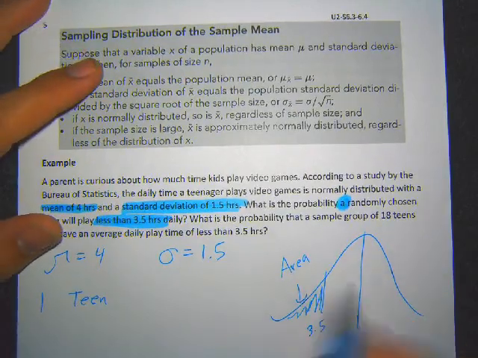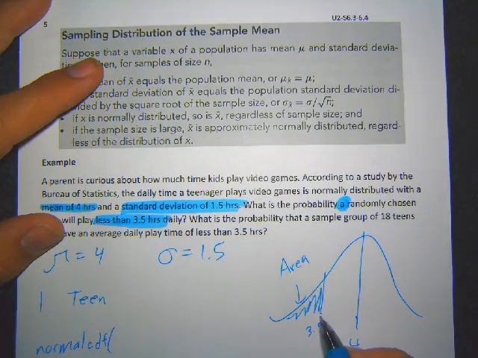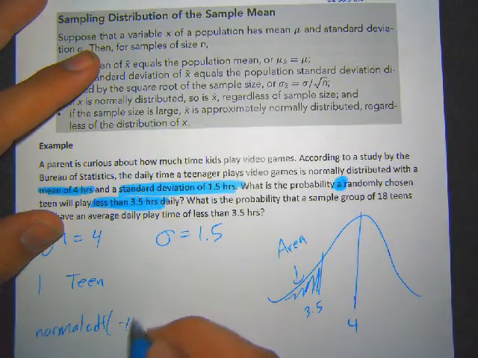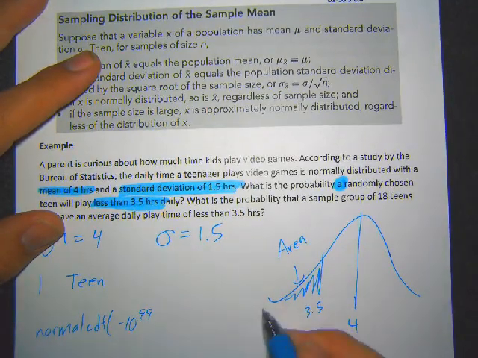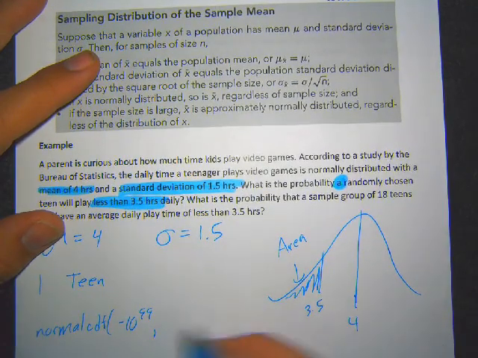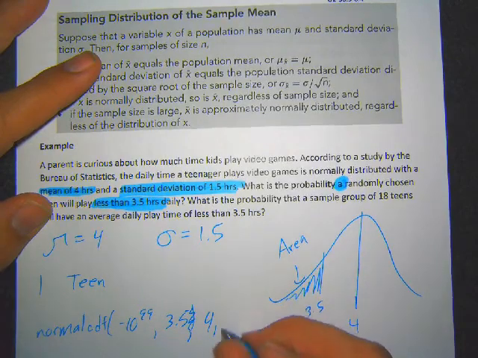Since we're looking for area, we'll use that normal CDF. We'll put our lower bound, which here, since we want everything less than 3.5, we don't have a limit. So we'll do negative 10 to the 99th. That's just a really small number. And then we'll say our upper bound would be 3.5. That's where we want to hit, 3.5. Oops, I forgot the mean. The mean in this case is 4. Don't do that yet. I want 4. And the standard deviation, which is 1.5.